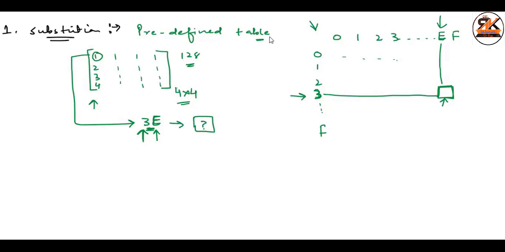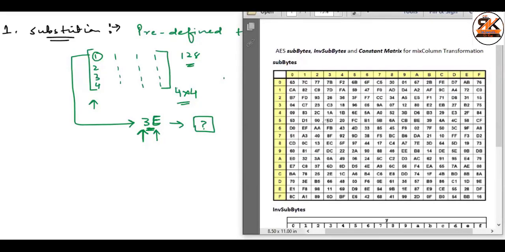So I will show you that substitution table. This is a table that we use for the substitution of the values in the plain text. We have to see this table, and based on the criteria, the first element will represent the row value and the second element will represent the column value. Wherever they cross each other, we have to substitute that value.